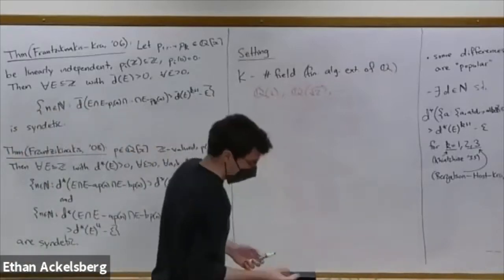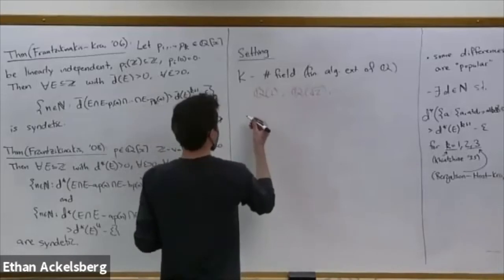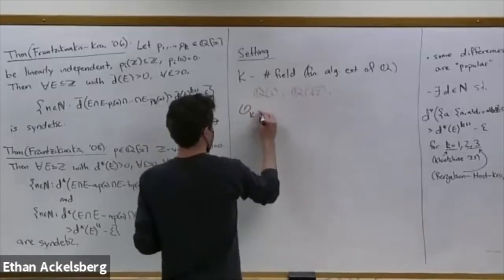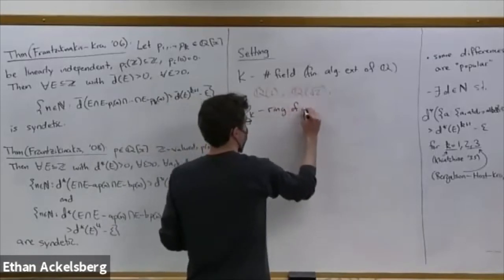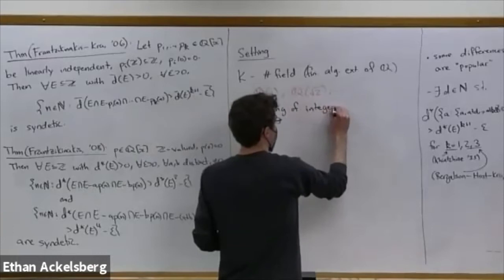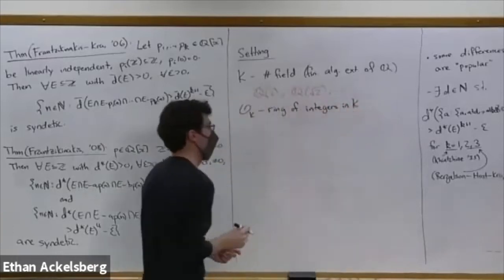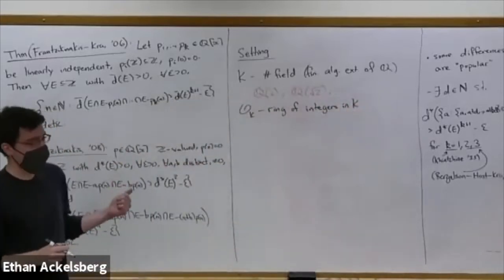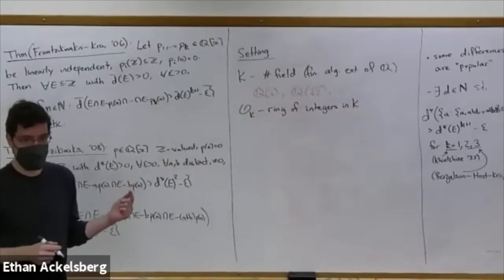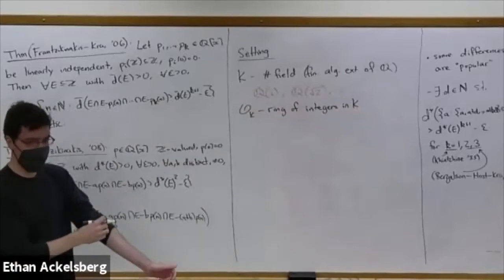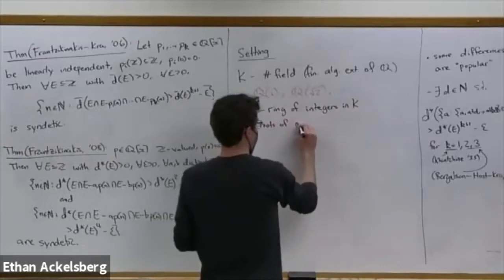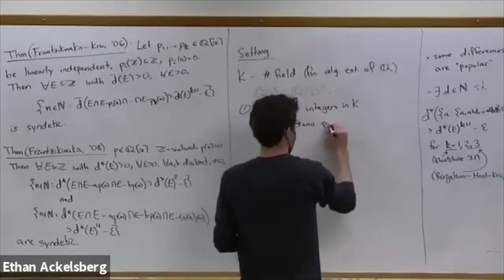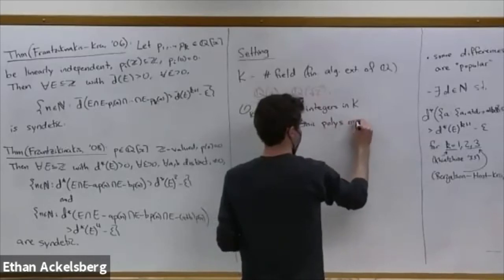And what I'm going to look at is the ring of integers of K, which is all of those elements of K that are algebraic integers, meaning that they're roots of monic polynomials with integer coefficients. So roots of monic polynomials over the integers.